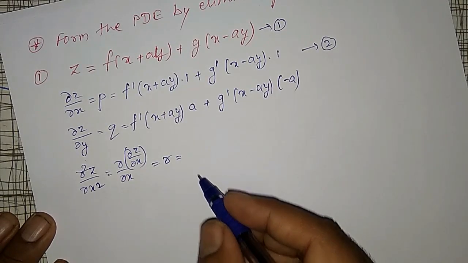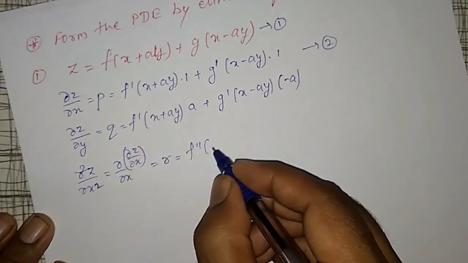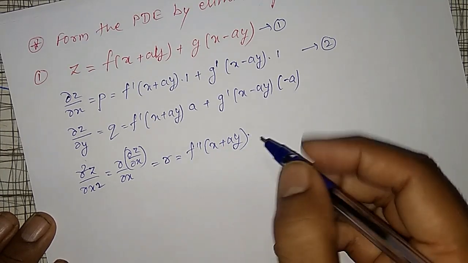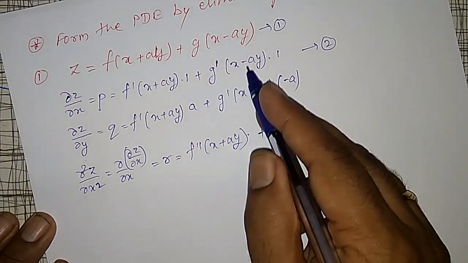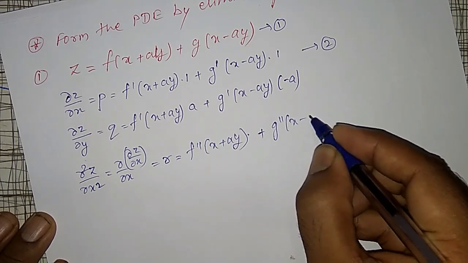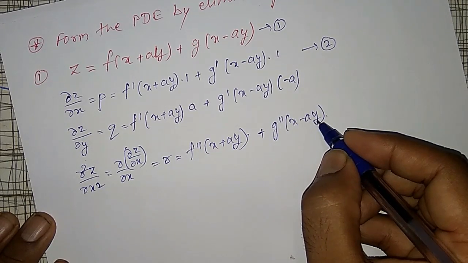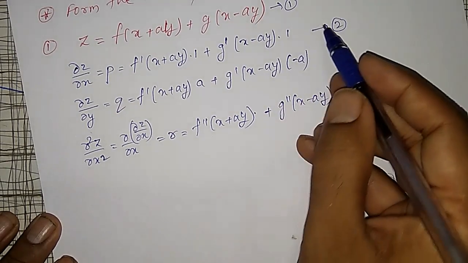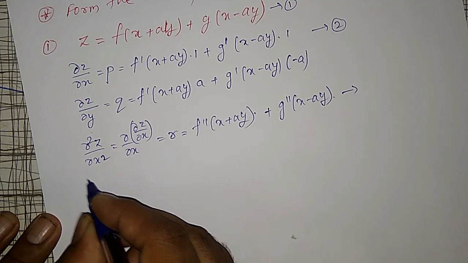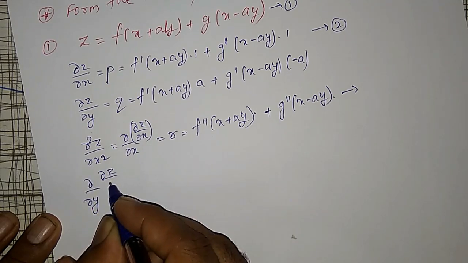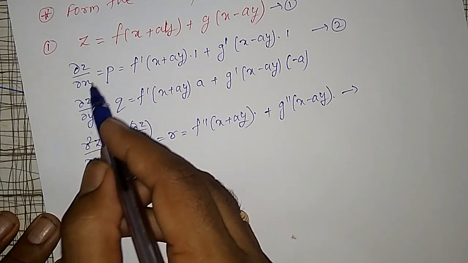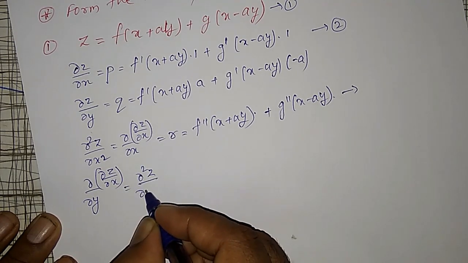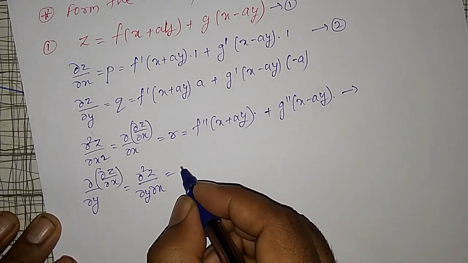While differentiating again partially with respect to x, f dash will become f double dash of x plus ay into the differentiation of x plus ay with respect to x, which is 1, plus g double dash of x minus ay into the differentiation of x minus ay with respect to x, which is again 1. Next, I have to differentiate p partially with respect to y now, that is dou by dou y of dou z by dou x, or I can write it as dou square z by dou y dou x, which is equal to, in short notation, s.